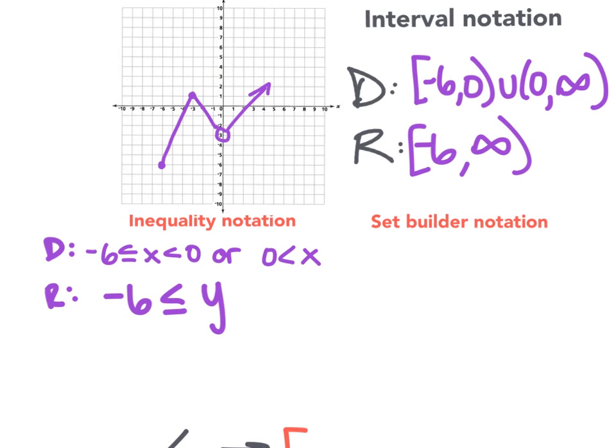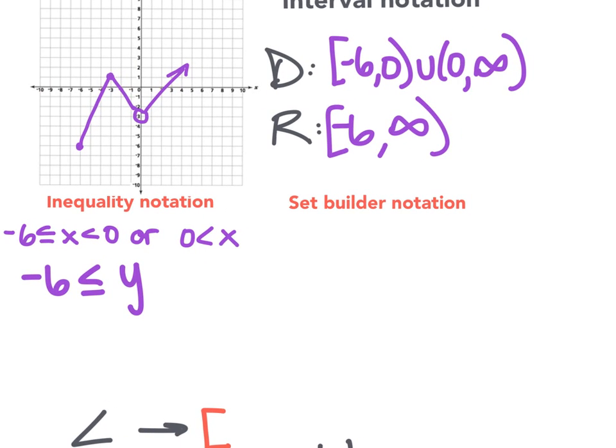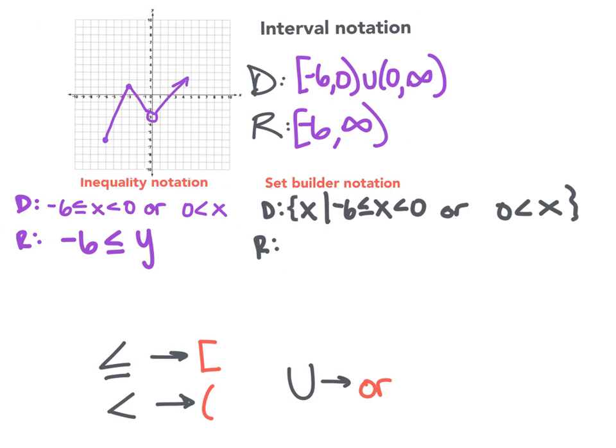All right, so what may be new to you is set builder notation. And the only difference between this and inequality notation is that you have to define it as a set. To do that, we use these little brackets, which I can't draw very well. But it's the domain of all of the x's such that, this little bar means such that, and then just write out exactly what we wrote out for inequality notation. And remember to close that bracket. The y's, exactly the same thing. It's the set of all y's such that -6 is less than or equal to y.